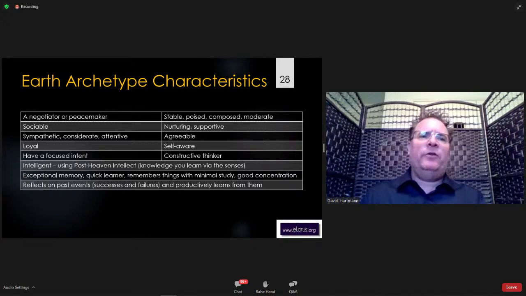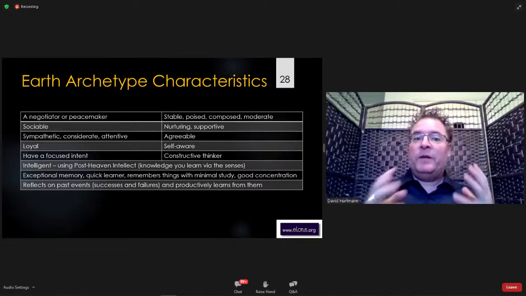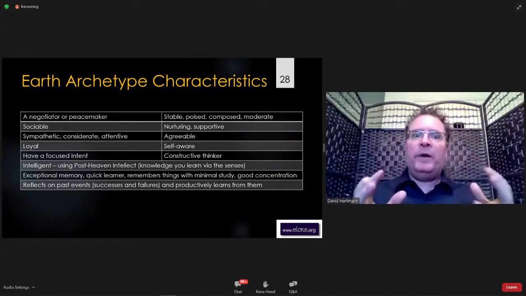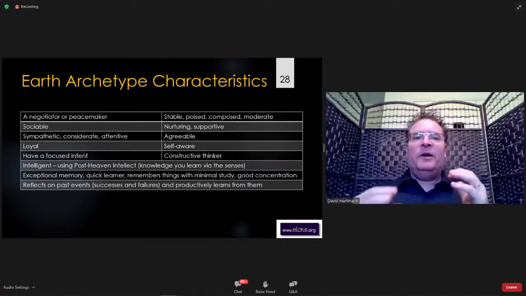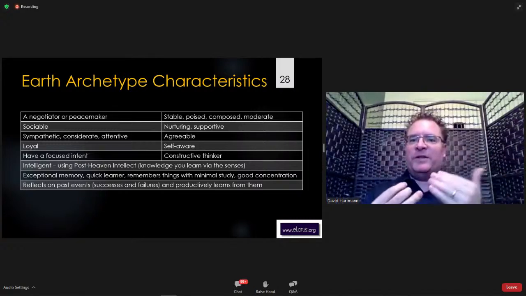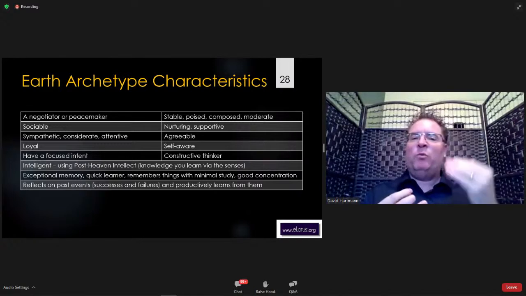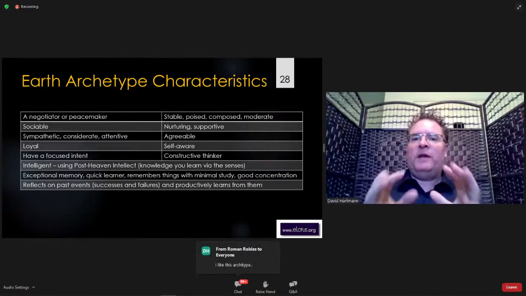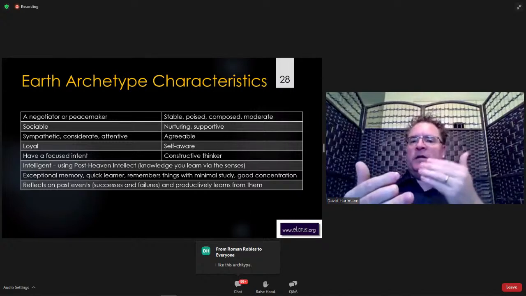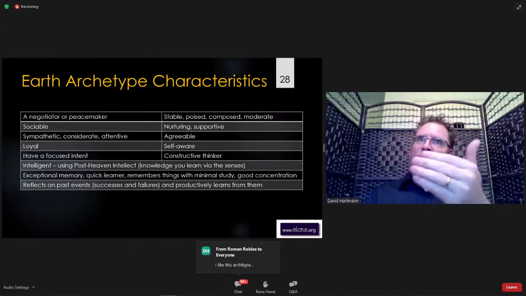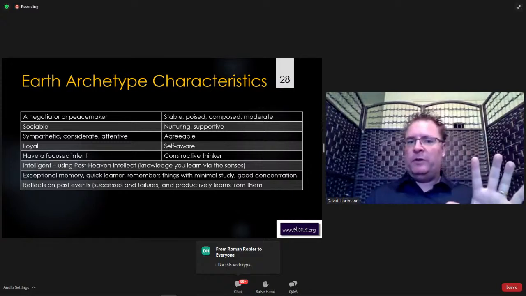So the characteristics of an Earth archetype, so much good stuff here. They're a negotiator or peacemaker. They're sociable. They're sympathetic, considerate, attentive. They're very good at that. They're not like in your face attentive. They're not overwhelming. They don't get up in your personal space. They actually know the appropriate distance to sit or stand from you based on what archetype you are. So if you're metal or water, they know that if they're just a little bit further away, not so much in your personal space, that's a good appropriate distance.